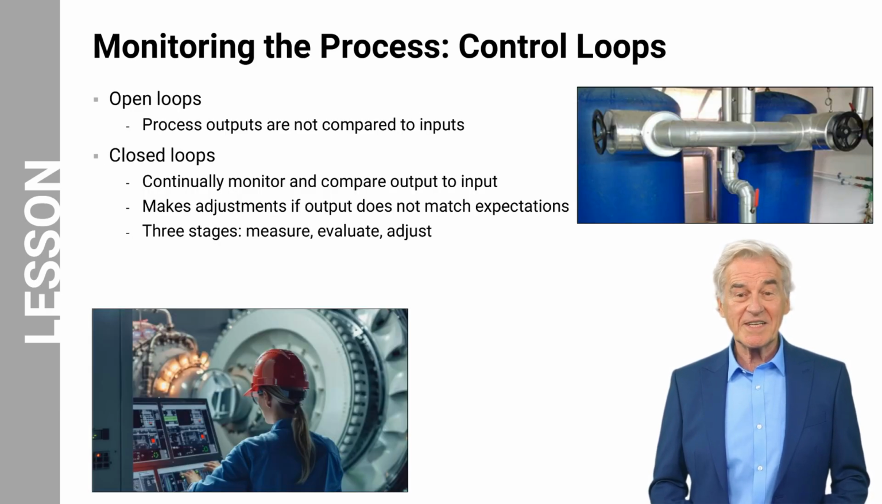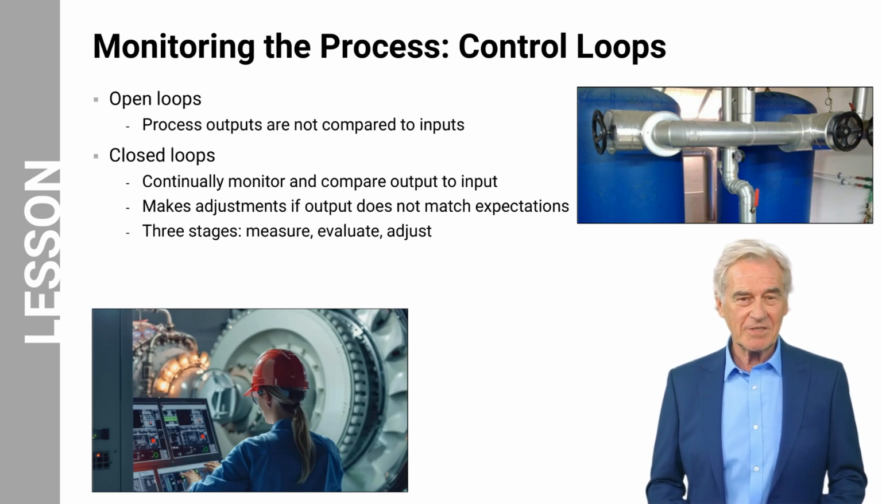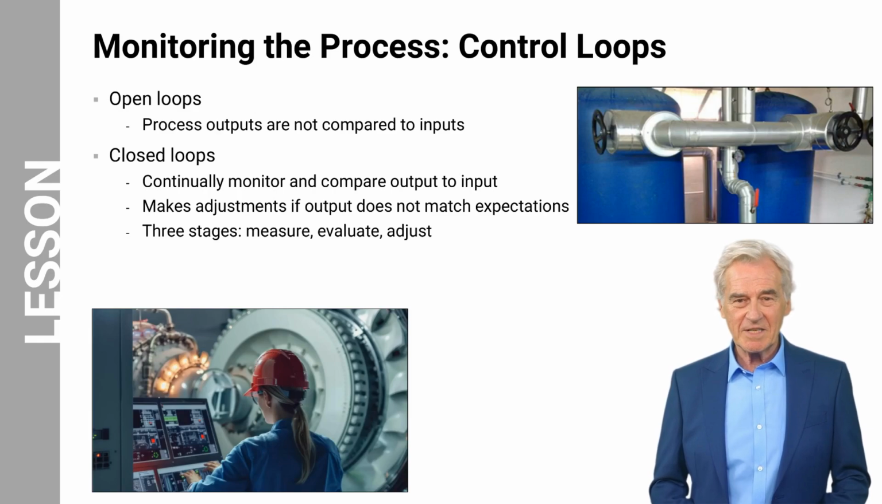Control loops are the next type of process control method. There are two types of control loops: open loops and closed loops. In an open control loop system, process outputs are not compared to inputs. A closed loop, on the other hand, continually monitors and compares the output to the input and makes adjustments if the output is not what is expected. A closed control loop accomplishes this action by cycling through three stages: measure, evaluate or compare, and then adjust.